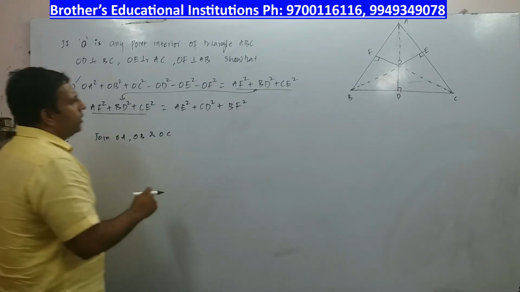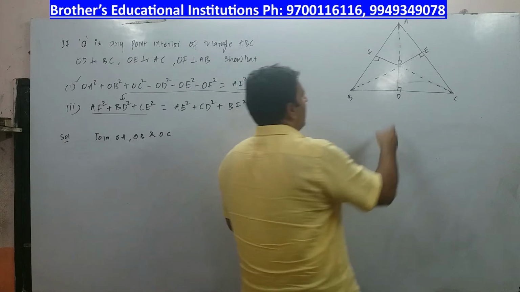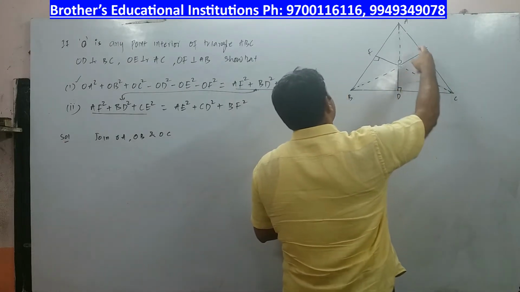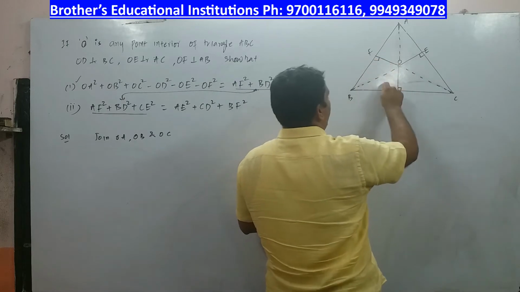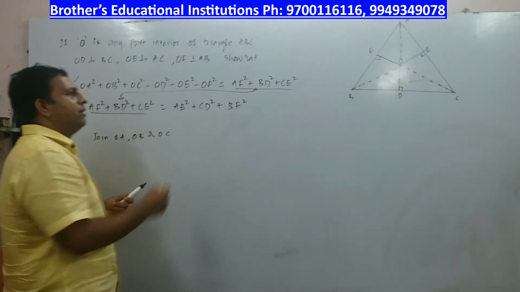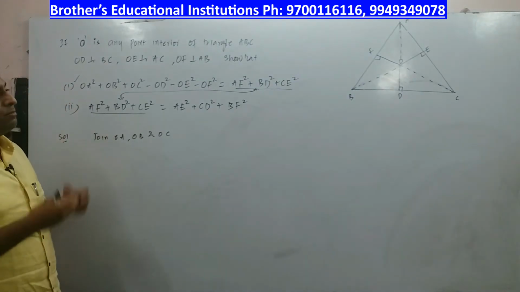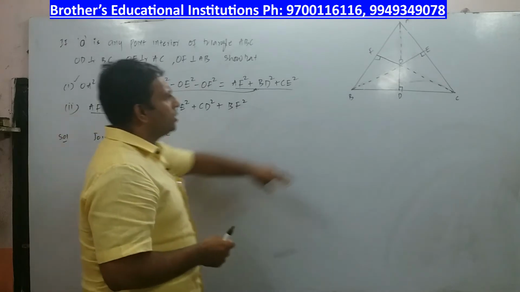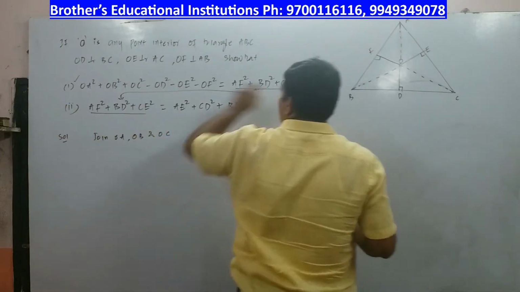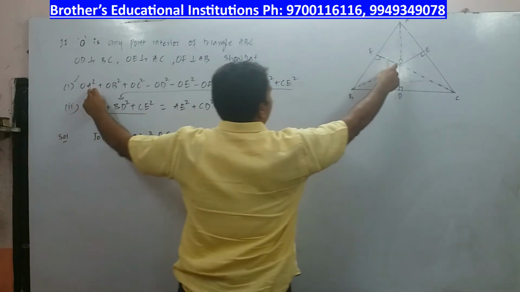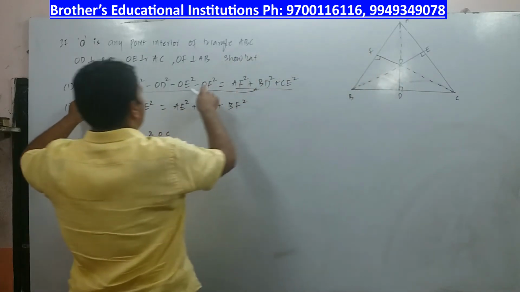Now when you join OA, OB and OC, you can see very clearly this is a right angle triangle, this and this. So altogether 1, 2, 3, 4, 5, 6 right angle triangles are right in front of you. Now we have to apply Pythagoras theorem to those 6 right angle triangles. You can see very carefully you have OA square, and related to it do you have OF or AF? Just check. You have OF.